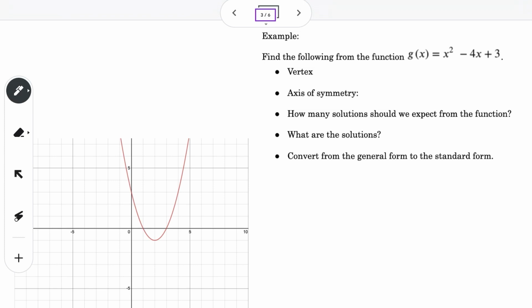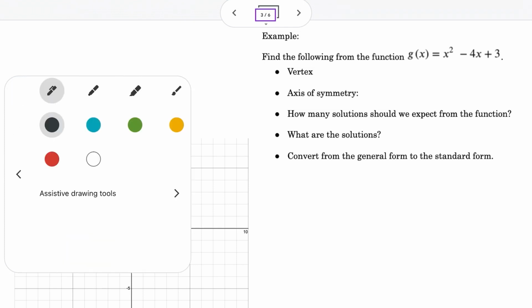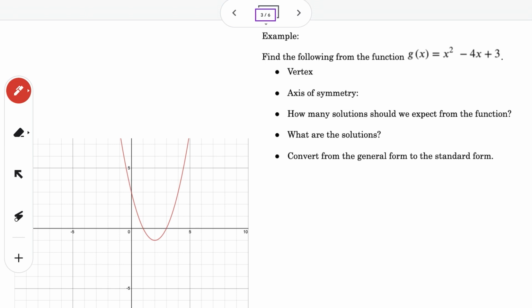So we've got x squared minus 4x plus 3. Let's find the vertex, the axis of symmetry, how many solutions we should expect using the discriminant, and what those solutions are, and then finally convert from the general form to the standard form. So how do I convert back and forth? So let's start by finding the vertex.